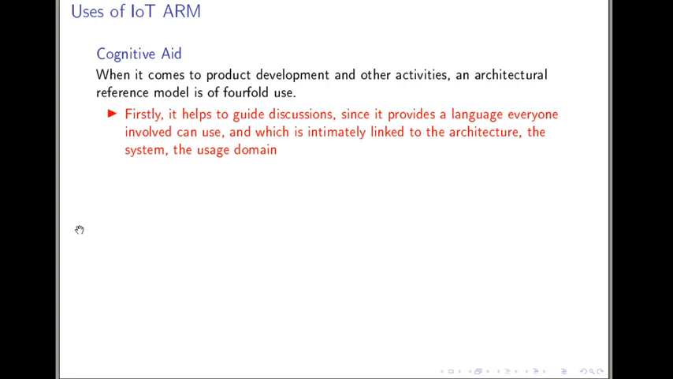When it comes to product development and other activities, an architectural reference model is of fourfold use. Firstly, it helps to guide discussion since it provides a language everyone involved can use and which is intimately linked to the architecture, the system, the usage domain.